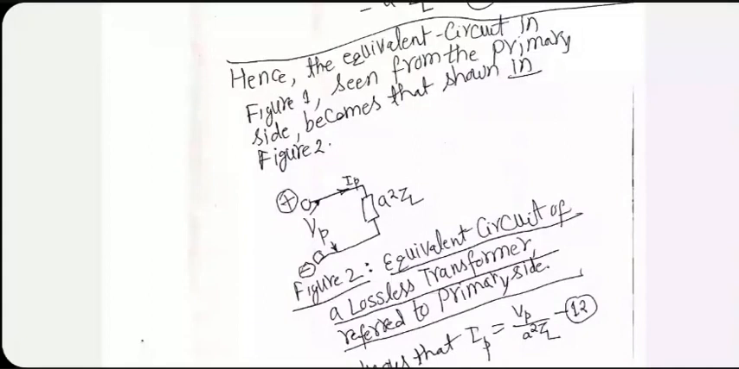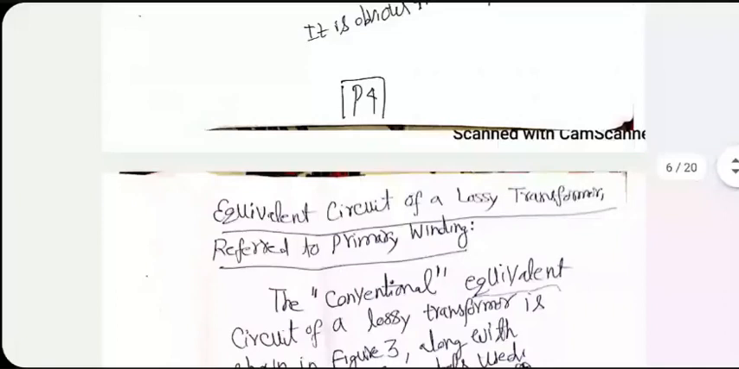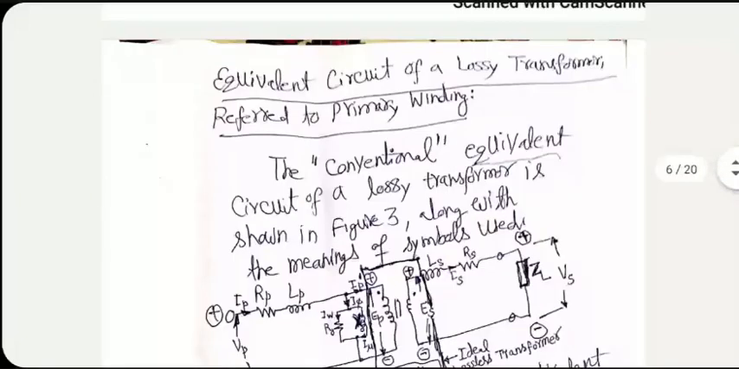Obviously, IP can be calculated directly from here by using Ohm's law: VP divided by a squared ZL. So for the lossless case, it's not a big issue. But for a lossy case, this can give very interesting simplifications.